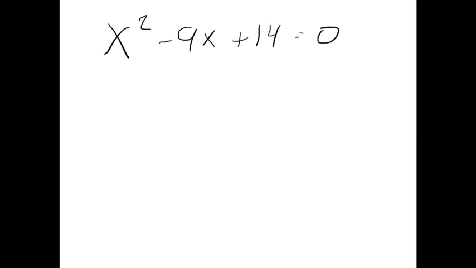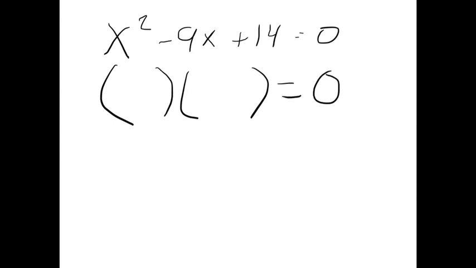Here's a similar problem. This one's different in that there's a negative in the middle. So we got to do a little bit more work to figure out what the values are here. We need two numbers that multiply together to get 14. Let's see what the possibilities are. How about 1 and 14? Or 2 and 7? Well, when I add 2 plus 7, I get +9. And I'm looking for -9.